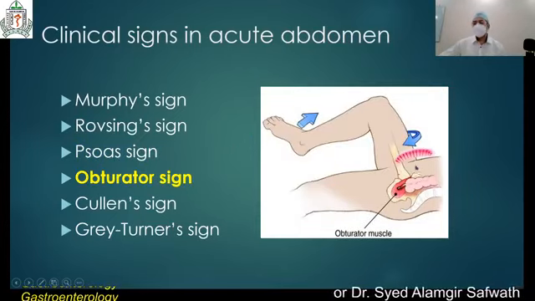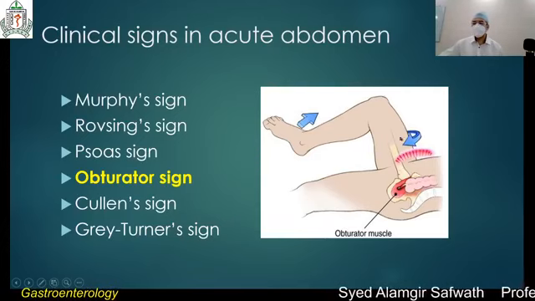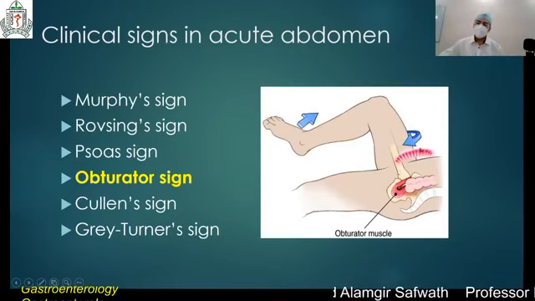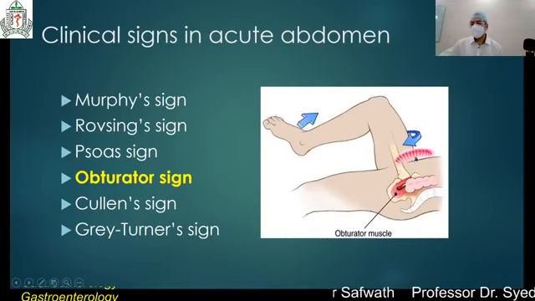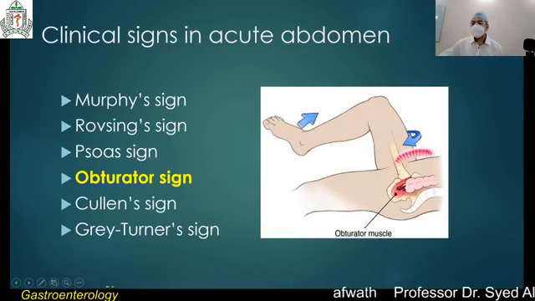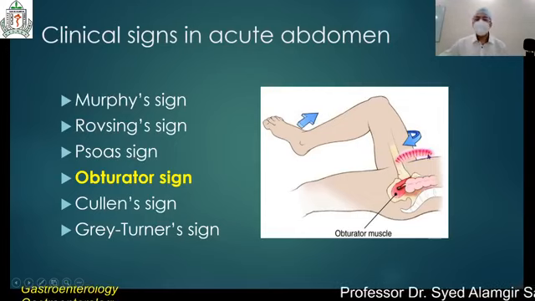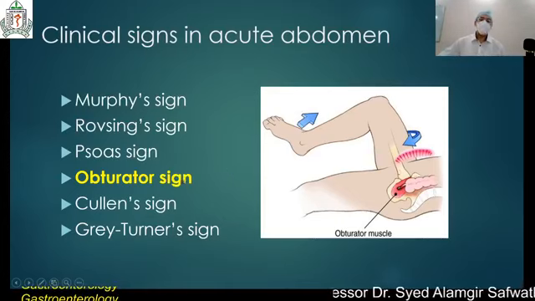On the other hand, in case of acute appendicitis, if the hip is flexed and rotated inwards and outwards, then you will find that the patient is complaining of pain. This is known as obturator sign, because the obturator muscle is over here. When you flex the hip and rotate it inward and outward, the muscle will contract and it will give pain at this area due to inflammation that came from the inflamed appendix. So it is also a feature of acute appendicitis.